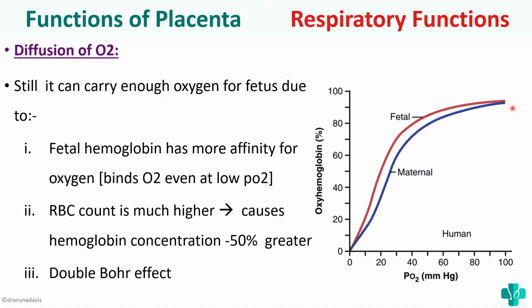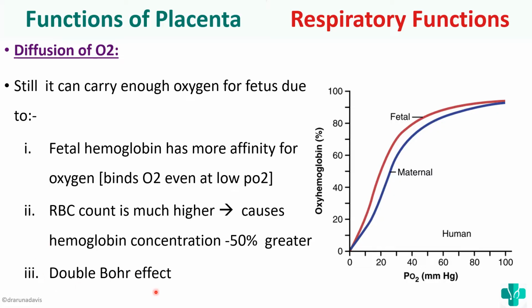So this is an adult oxygen dissociation curve, whereas this is a fetal oxygen dissociation curve because of the difference in the hemoglobin. So see here, at around 30 millimeters of mercury, the maternal blood will only be around 60% saturated with oxygen. Whereas at that same partial pressure, the fetal blood will be more saturated, say around maybe 80%. So that's the difference between the oxygen dissociation curve of the maternal as well as the fetal side. So fetal hemoglobin has more affinity for oxygen, that is, it binds oxygen even at a low PO2. Not only that, the RBC count is much higher. So because of that, the hemoglobin concentration is more than 50% greater.